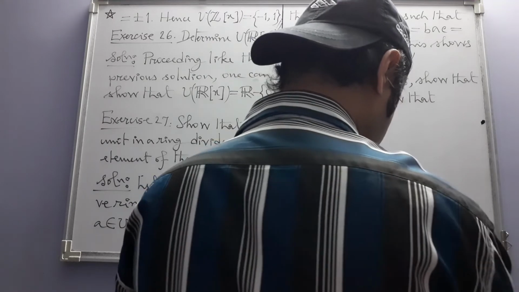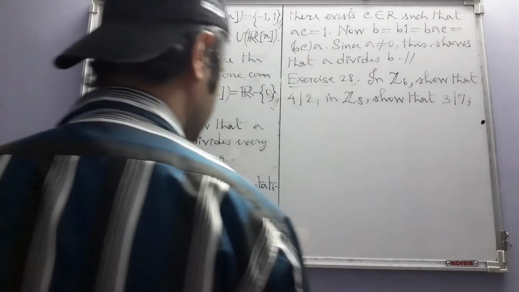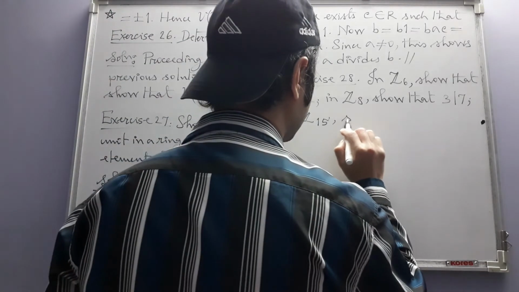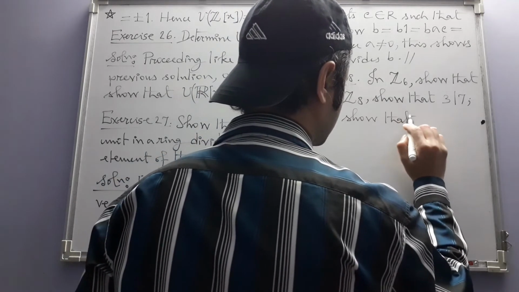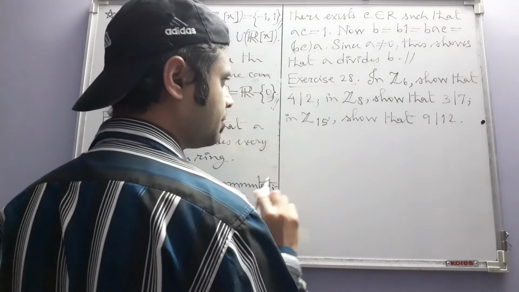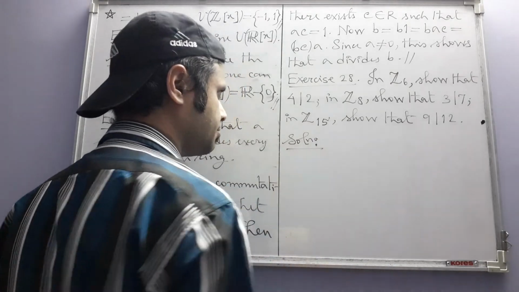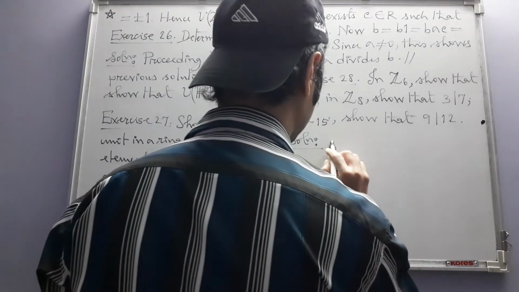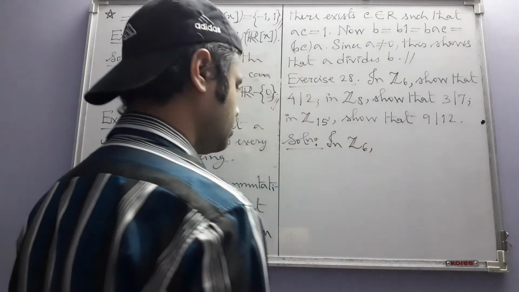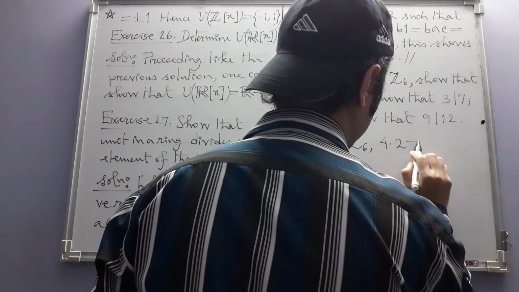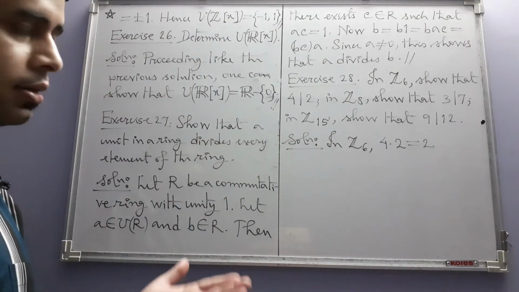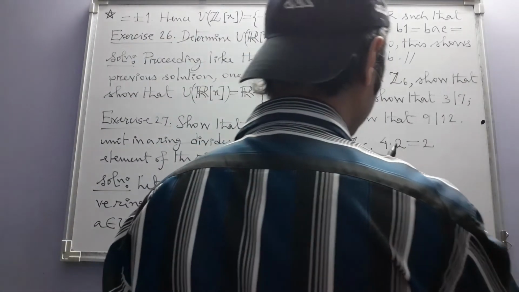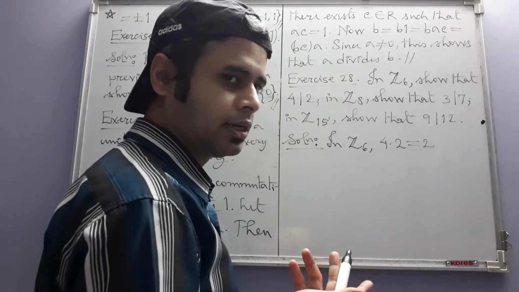Show that 3 divides 7, and in Z15 show that 9 divides 12. So in each of these 3 cases we just have to show that the second element is the first element times something from the ring. In Z6, 4 times 2 is equal to 2. 4 times 2 in ordinary multiplication is 8, but modulo 6, that is 2. So that's why 4 divides 2, which is not true in the ordinary ring of integers.